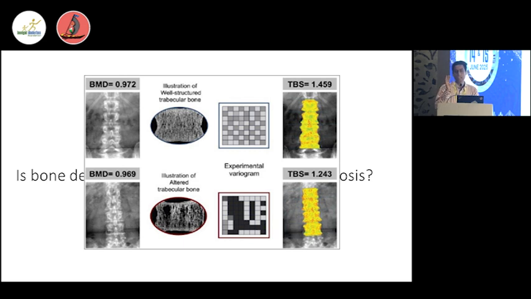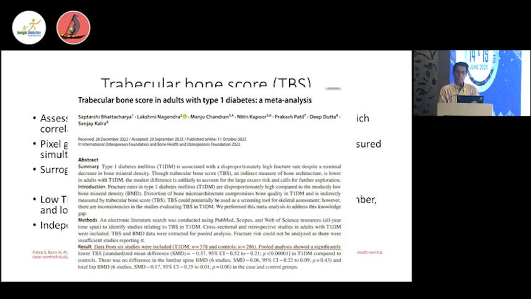In diabetes, we would advise a DEXA to look at bone mineral density. But interestingly, bone mineral density doesn't tell you the complete story. Just look at this case: two separate patients with similar BMD of 0.972 and 0.969, an absolute value. But if we see the bone microarchitecture, the upper panel shows a well-structured trabecular bone, but the lower panel shows an altered trabecular bone. So there comes the concept of trabecular bone score, which is significantly reduced in the lower panel.